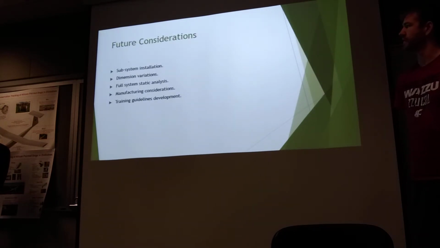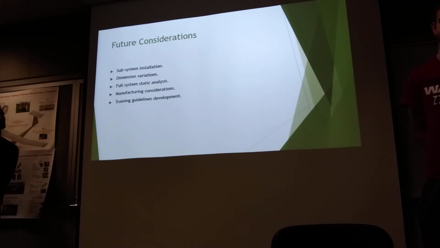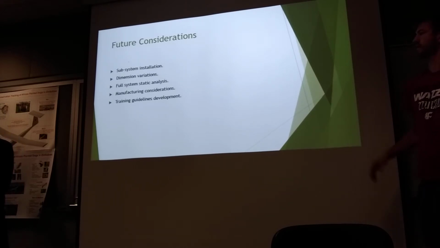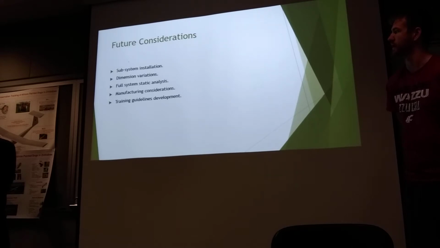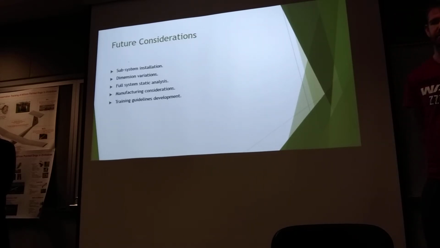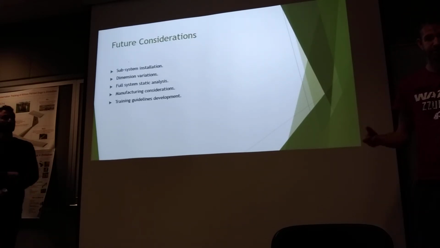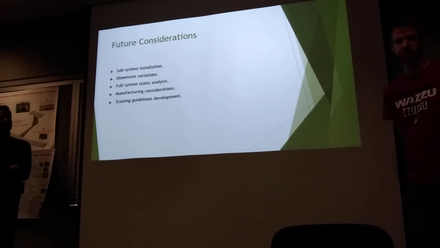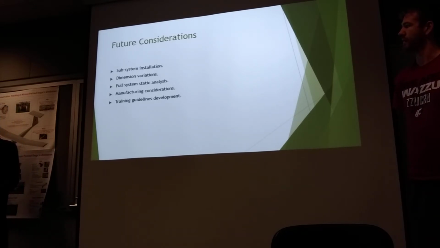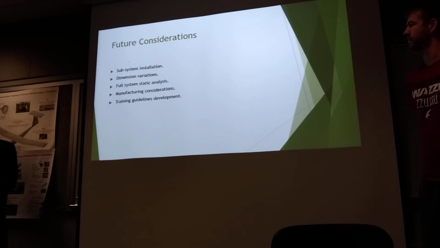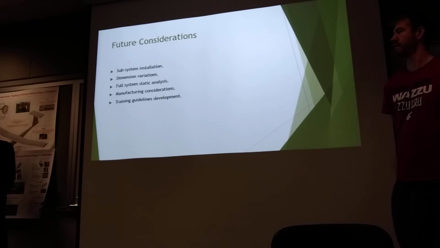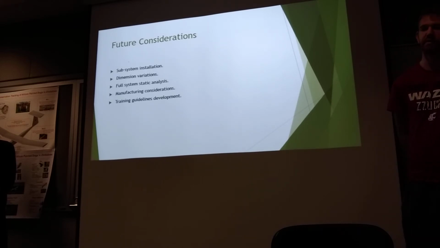So then future considerations are the subsystem installation. For example, the door was not complete yet, but that's something we'll consider in the future. And the dimension variation is easily changeable because of the cubicle layout of the design, along with the full system static analysis for the transportation with the crossbars to see the ideal setup. Then the manufacturing considerations to see if it can actually be built properly, and training guideline development for the final design for how to actually use it.